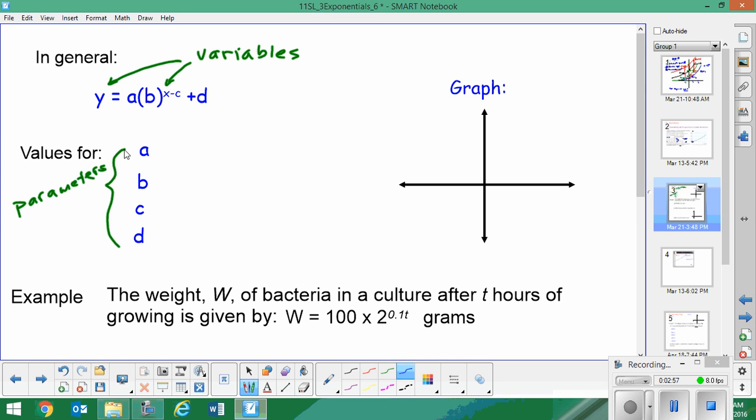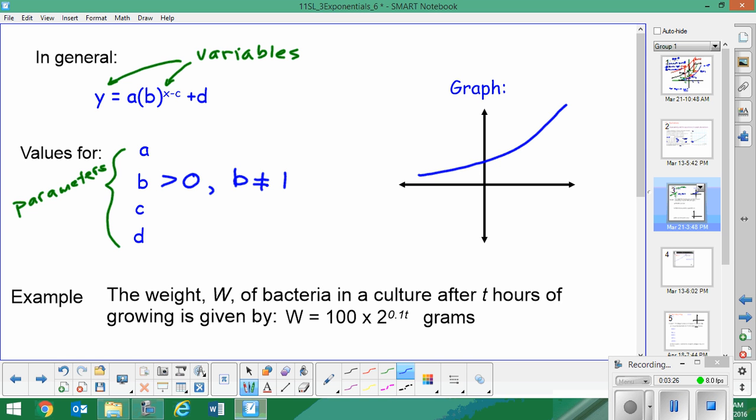Alright, so an easy one to start with is if we want our graph to be increasing like this, that means our b value has to be greater than 1. We don't want it equal to 0 because then we wouldn't have an exponential function. And remember, we don't want it equal to 1 because 1 to any power is just going to be 1.